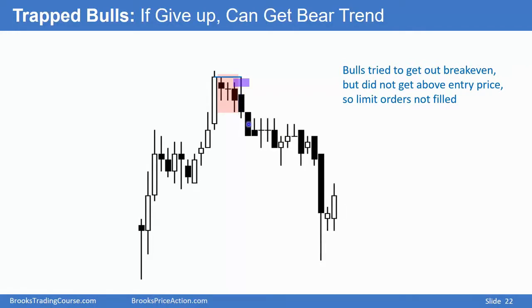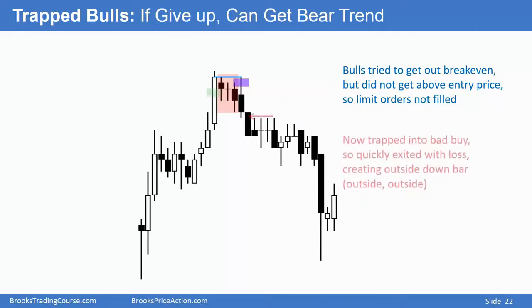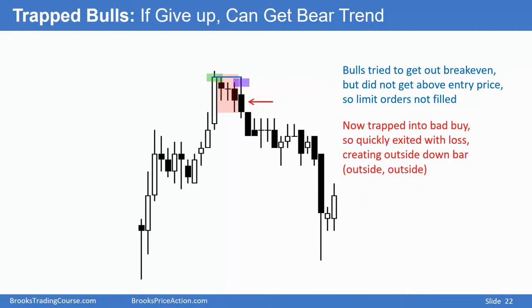They gave up on this bar and this bar. Sideways here, the bulls were hoping for any kind of a bounce that would let them out with a smaller loss. Bears were hoping for any kind of a bounce so they could sell higher. Both bulls and bears wanting to sell. It could not go higher. It just went down. It trapped the bulls into a bad buy and they had to exit quickly here and here.